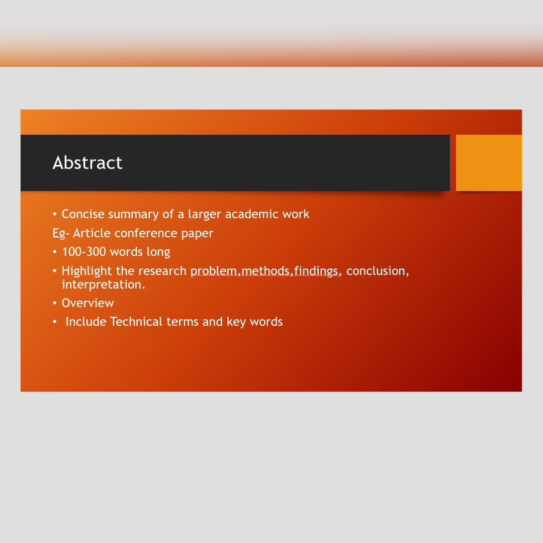Then, what is an abstract in research? In research, an abstract is a concise summary of a larger academic work. It's about 100 to 300 words long and it highlights the research problem, research methods, findings, conclusion, and interpretation. It gives an overview and includes technical terms and keywords. So it is the first part of the research paper, a short summary of the complete research.